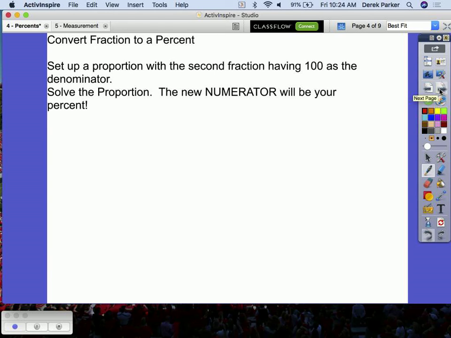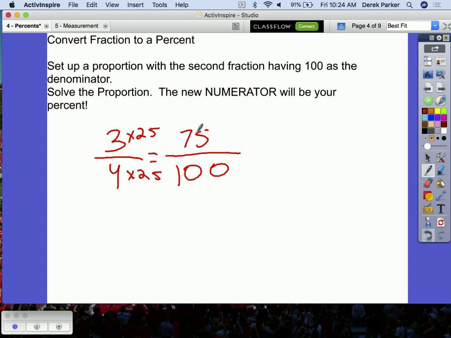Now, to convert a fraction to a percent, first, set up a proportion with the second fraction having 100 as the denominator, and then solve the proportion just like what you did in the last standard. For example, if I had 3 out of 4 and I want to convert that to a percent, I would go 3 over 4 equals something over 100. And then I just solve the proportion. This is building right off where we left off in the last standard. 4 times 25 is 100. 3 times 25 is 75. Your denominator is 100, so that means that is equivalent to 75%.